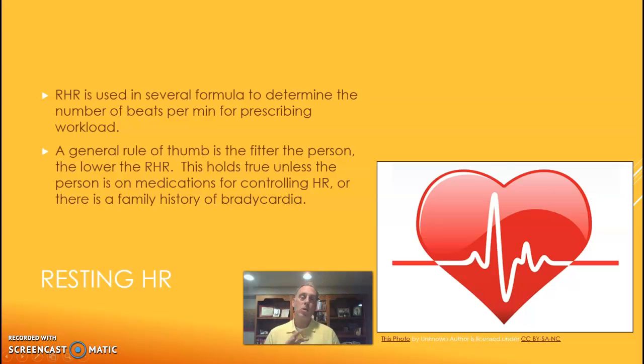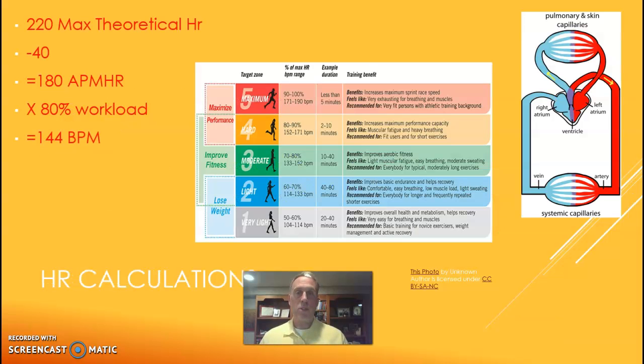Now there are sometimes where this doesn't actually hold true. You might have somebody who's on a beta blocker, for example, and it's controlling their heart rate and it's not allowing them to have an elevated heart rate, maybe above 100 beats per minute. That will also skew the heart rate on the other end of the equation, the resting heart rate. And you also might have some people who just have bradycardia, meaning a reduced heart rate in the family, and it's just part of it. But in general, the fitter the person, the lower the heart rate.